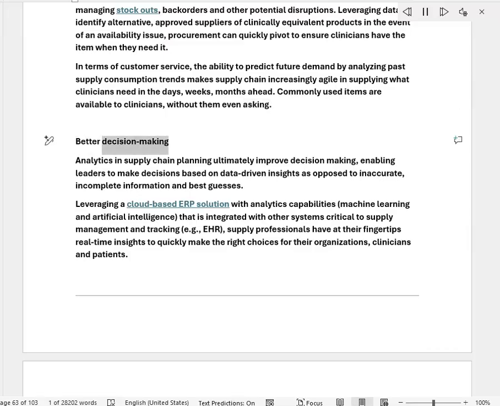Better decision making. Analytics in supply chain planning ultimately improve decision making, enabling leaders to make decisions based on data-driven insights as opposed to inaccurate, incomplete information and best guesses. Leveraging a cloud-based ERP solution with analytics capabilities, machine learning and artificial intelligence, that is integrated with other systems critical to supply management and tracking, for example AIR, supply professionals have at their fingertips real-time insights to quickly make the right choices for their organizations, clinicians, and patients.